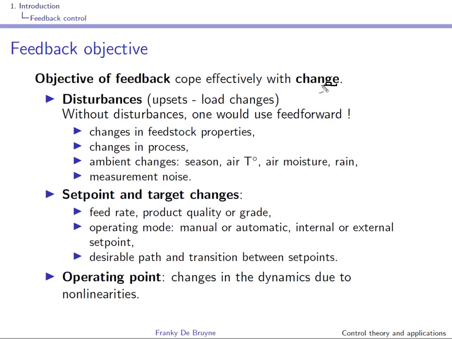The objective of feedback is to cope effectively with change. There are 3 main sources of change. The first one are disturbances. These disturbances can act at the input, then we speak of a load disturbance, or they can act at the output, and you have here a list of typical disturbances. A second source of change is a set point change, and this is of course initiated by the operator, or we can have a transition between set points, and then we speak of a tracking of a desirable path.